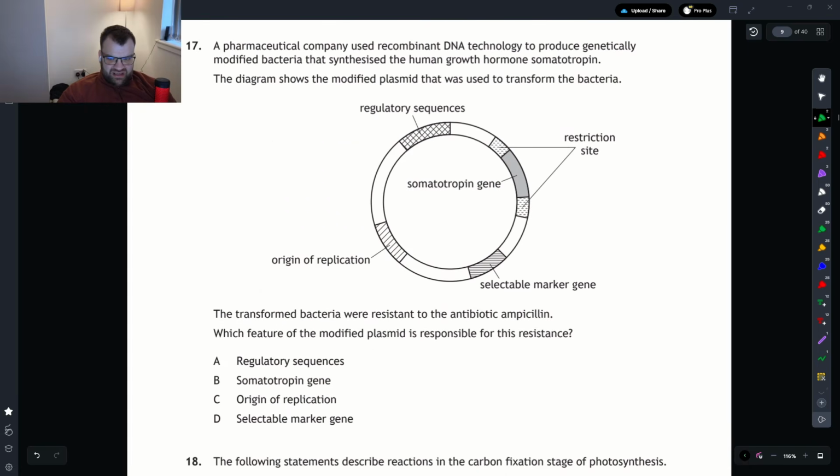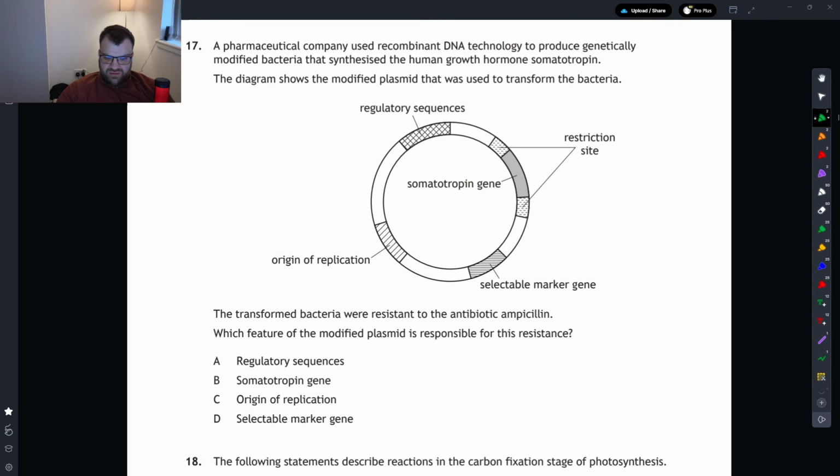B. Wrong enzyme. Right, next up, we have now got these ones. So they have marked out the restriction sites, which is where the endonuclease enzyme will chop out the genes. Transferred bacteria were resistant to ampicillin.